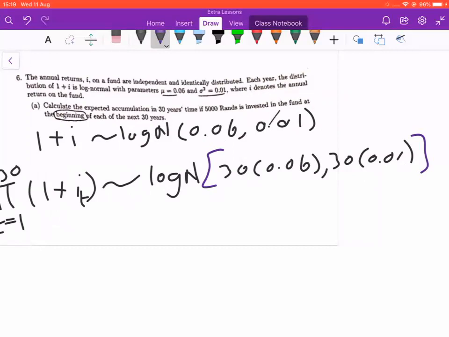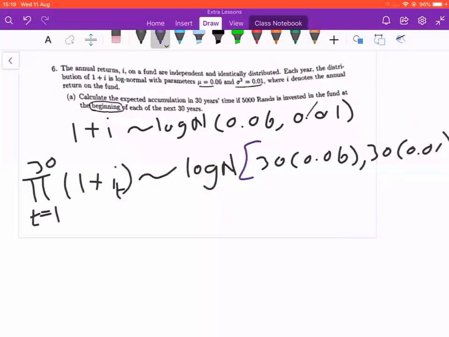So how do you find the answer? It simply means that the log normal distribution is going to have a value here.